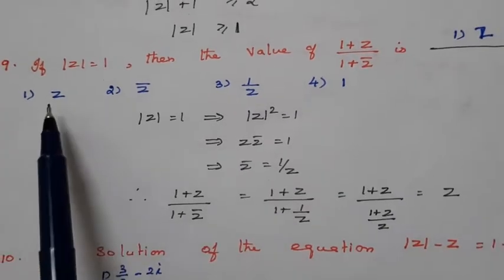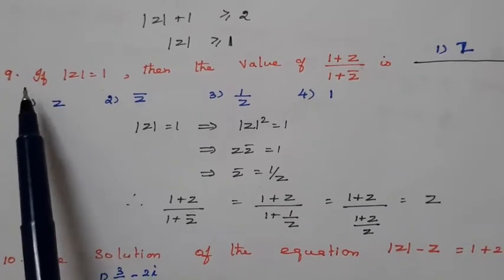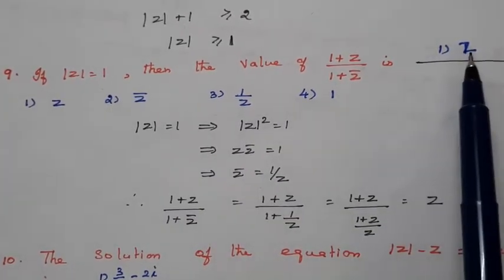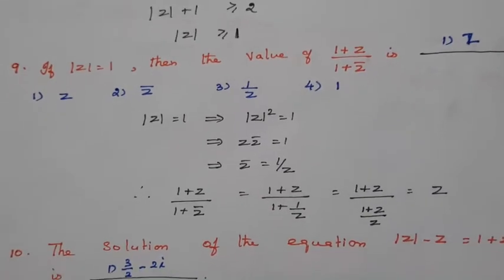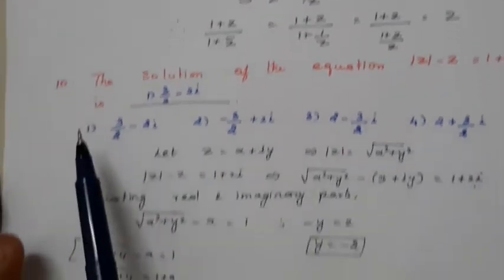So what is the option? Option 1 is the answer for the 9th one. So option 1, answer is z. Then coming to the 10th.